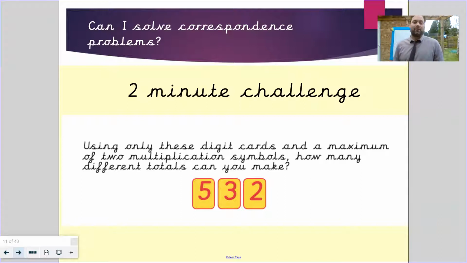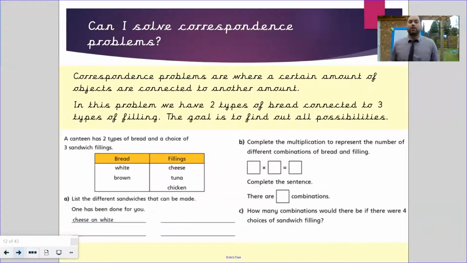So for example, I could do 5 times 2. I could do 3 times 2. Or I could do 2 times 3 times 5. Yeah, so 2 minutes, off you go. Okay, well done. We're now moving on to our correspondence problems.